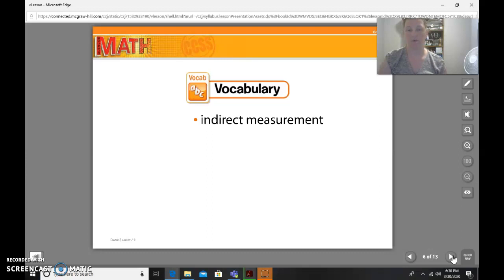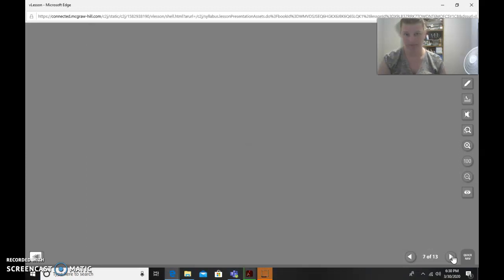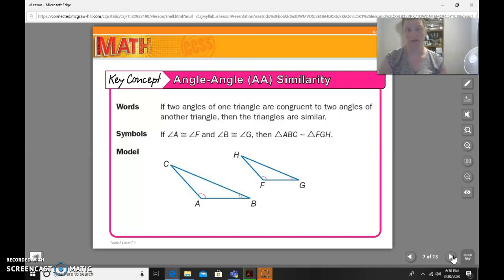Your vocabulary, you have indirect measurement, angle similarity. If two angles of one triangle are congruent to two angles of another triangle, good thing this is written down in front of you, then the triangles are similar. So if angle A is congruent to angle F and angle B is congruent to angle G, then triangle ABC is similar to triangle FGH.